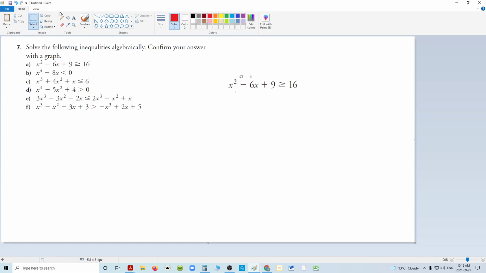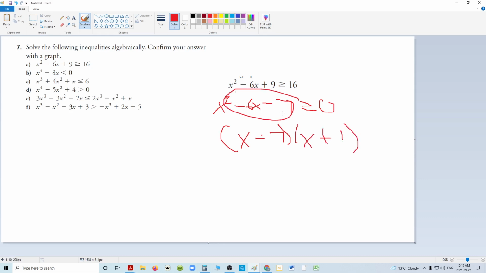You obviously can't find when that is above 16, so you have to bring the 16 over, and you get x squared minus 6x minus 7. And you have to figure out when that is bigger or equal to 0. You're essentially creating this as your new x-axis and finding the intercepts. It's clear from this that the two factors here are x minus 7 and x plus 1.